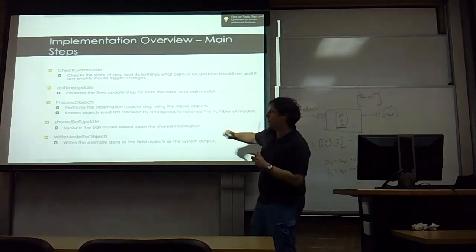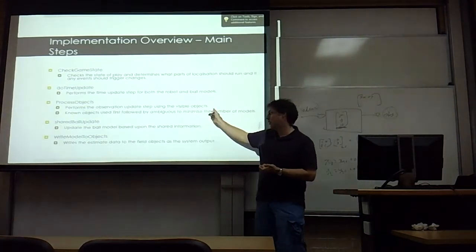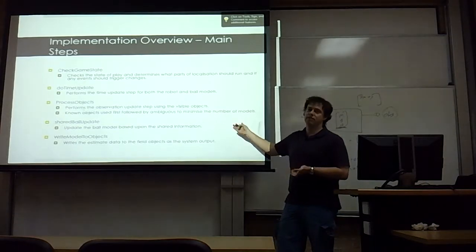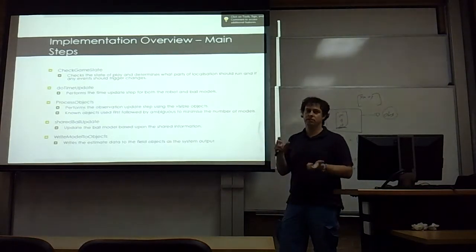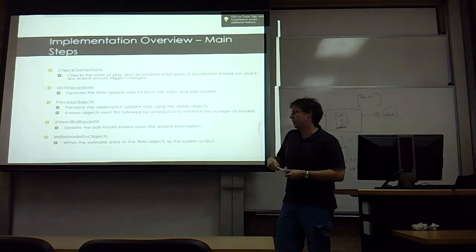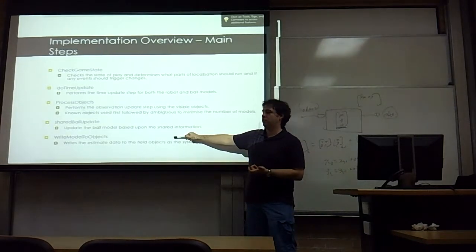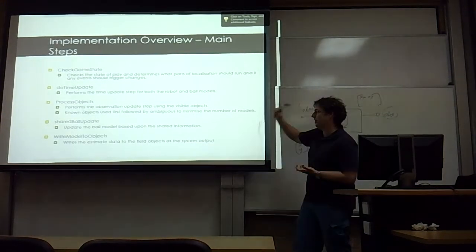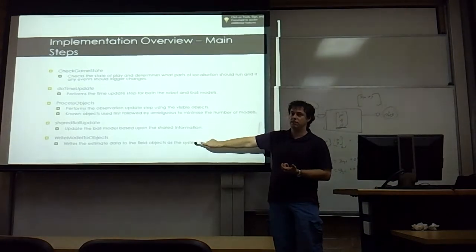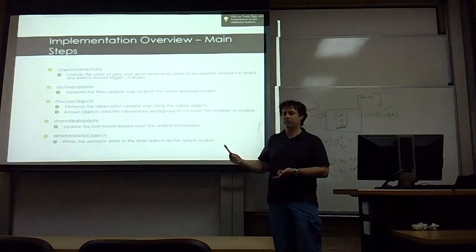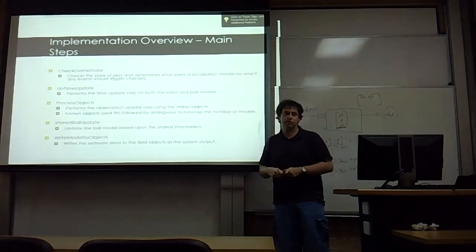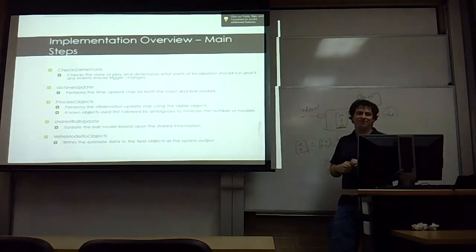Then the next one is to do the shared ball update. This is the information the robots send between each other about the ball position. And then finally it writes all the information about the estimate back to the field objects part. That's how the rest of the system accesses the localization information.